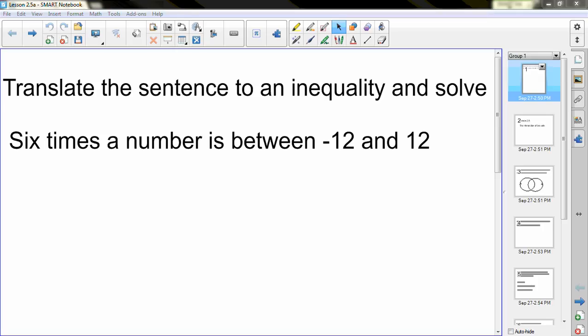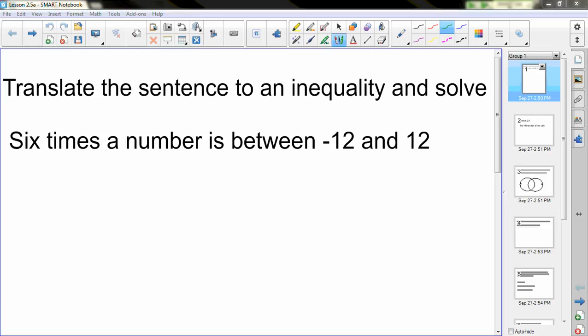Okay, we're solving compound inequalities. This is section 2.4 part A on your notes. But before we start the new stuff, here's the old stuff. We're going to translate a sentence to an inequality and we're going to solve it. So this is stuff from the last section that we did. It is translating from words to algebra.